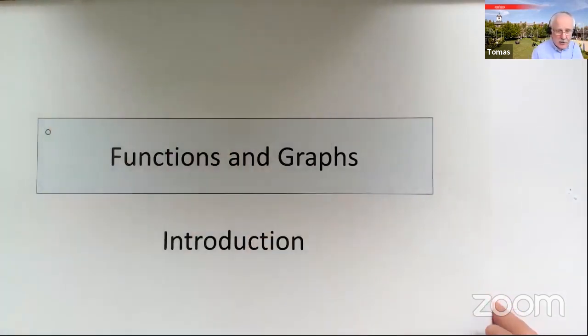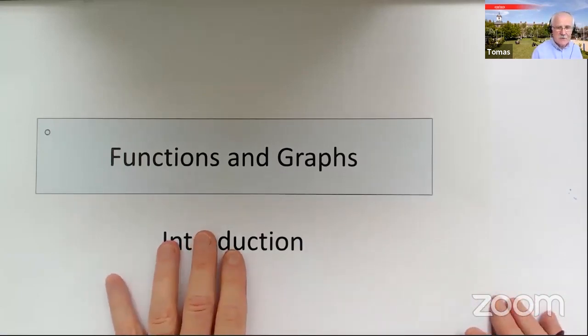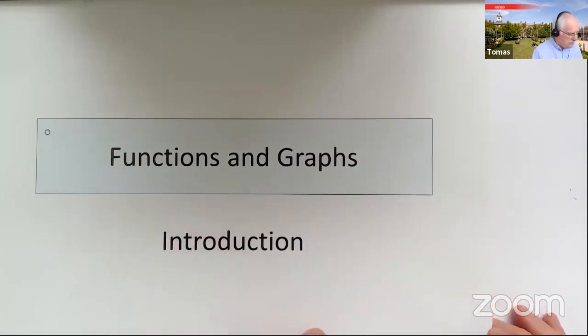Before that, people had choices. They could leave bits out. You can't, because everything is integrated. All the bits are linked together. So I've chosen functions and graphs because it ties a lot of the course together, and you can also see it. So over the next hour, I hope to go through functions and graphs and show how algebra and graphs and calculus and intersections and all of these things come together in the one topic.